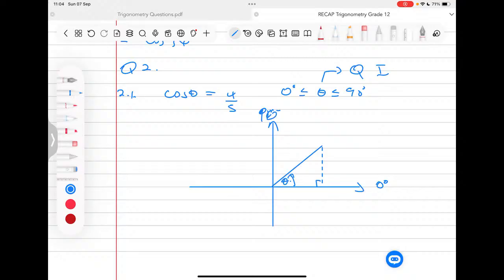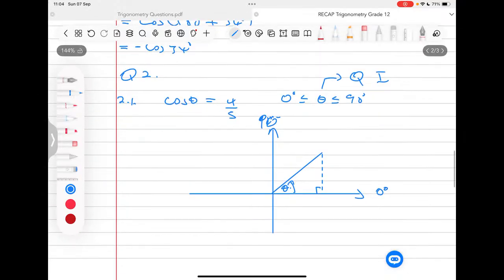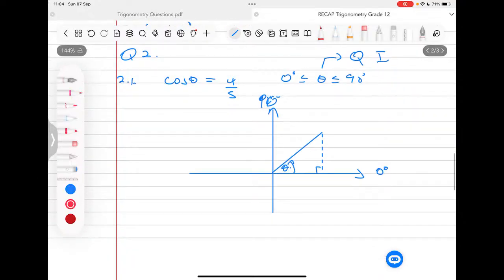Now, when you have such a triangle, you then use your definitions of the trig ratios. Remember, there is this mnemonic that people like to use that says SOH CAH TOA. So what that means is that if you have a sine, it's always defined by opposite over hypotenuse. If you have a cos, it is adjacent over hypotenuse. If you have a tangent or a tan, it's always opposite over adjacent.